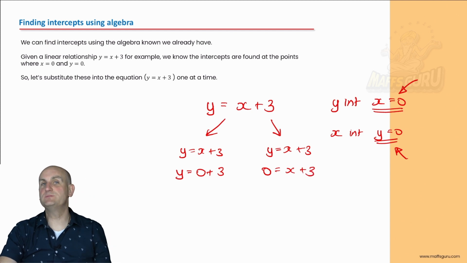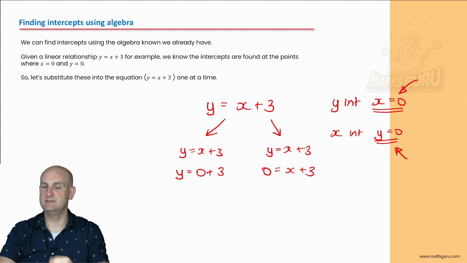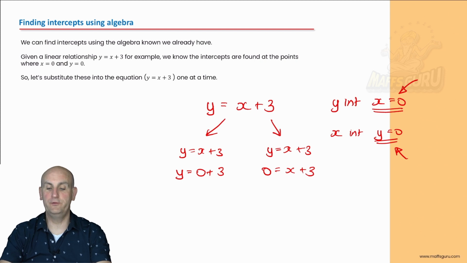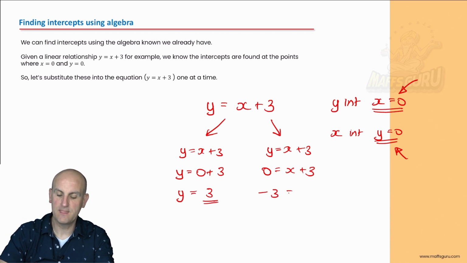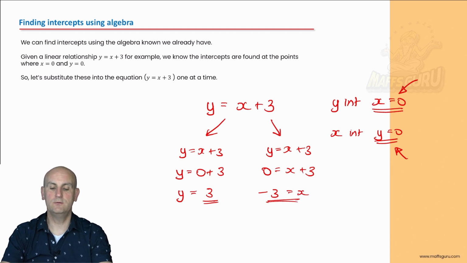Now, if your algebra skills are very hot, as in very good, you'll already know what to do here because y becomes 0 plus 3, which is 3. And we would have to take away 3 from both sides here to give me that x is equal to minus 3.